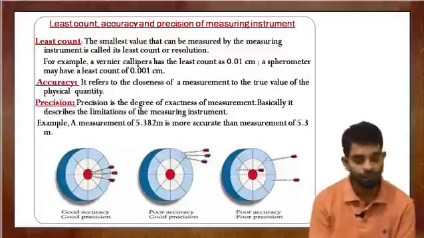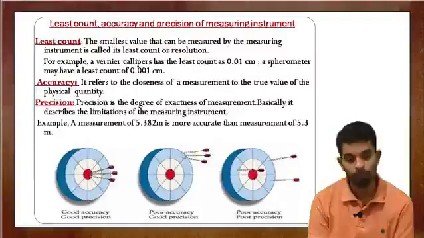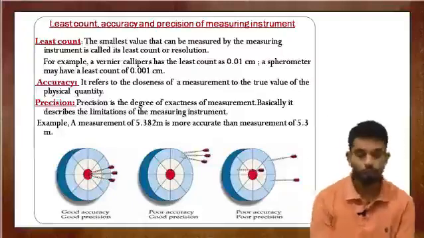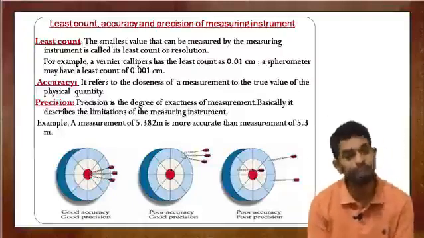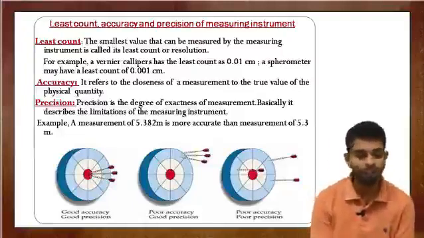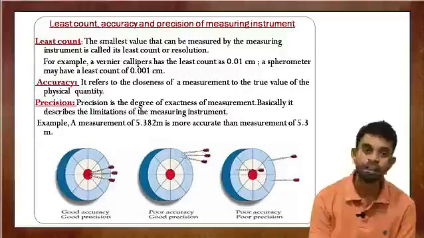And what is the accuracy? It refers to the closeness of measurement to the true value of the physical quantity. And what is the precision? Precision is the degree of exactness of measurement. Basically, it describes the limitation of the measuring instrument.